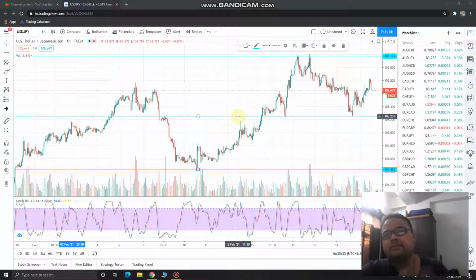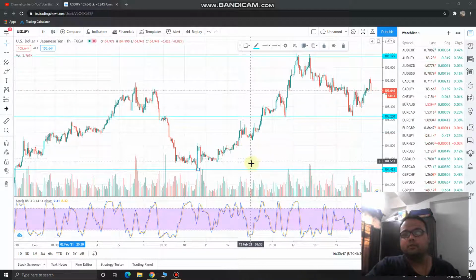you just see how it reacts. If it bounces from there, you can buy. If it breaches the support or if it breaks the support, okay, you can short the market and your target will be 104.43.